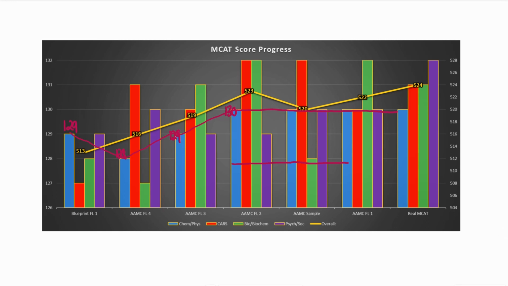And I was very lucky, of course, to be able to get that 130 on the actual MCAT. I mean, because there was a chance that I might have dropped a couple of points just randomly because of the jitters of test day or whatever. But very luckily, I was able to maintain that 130 for actual test day.